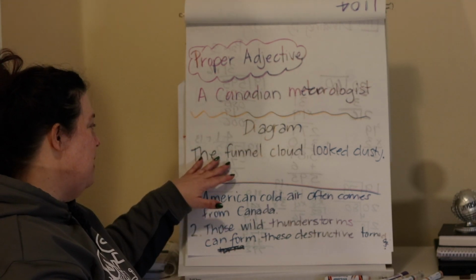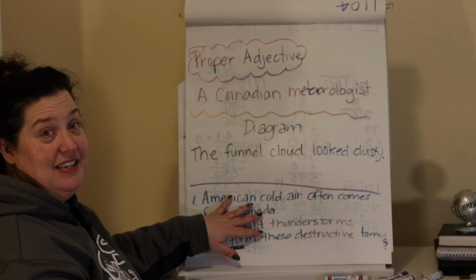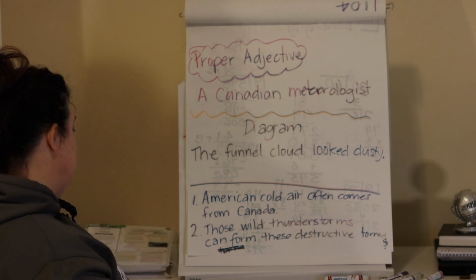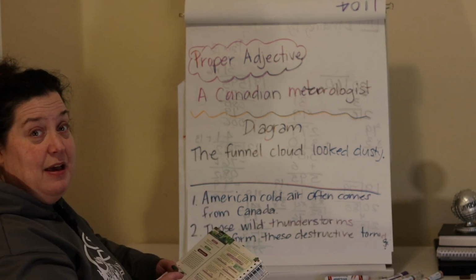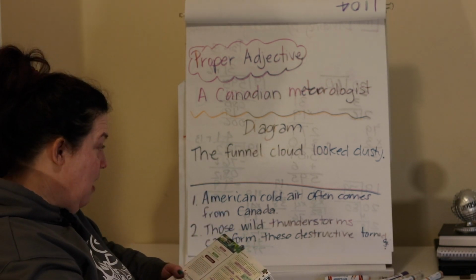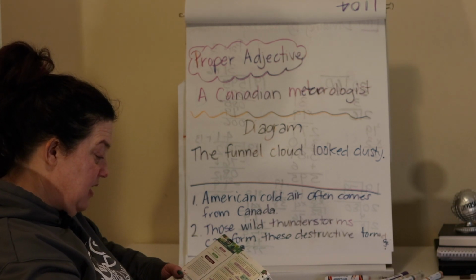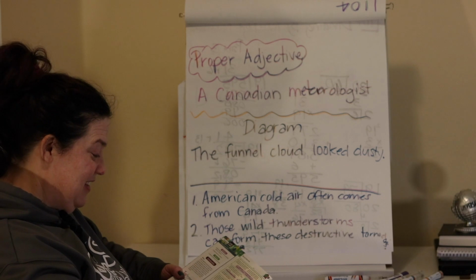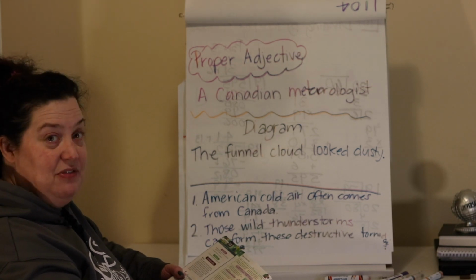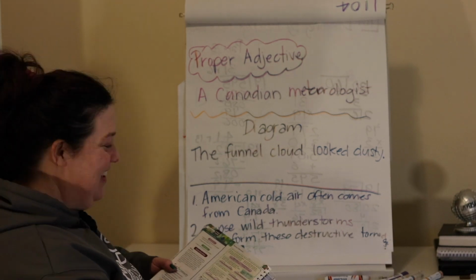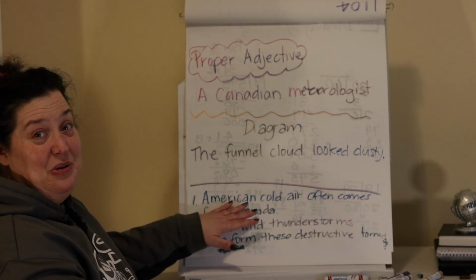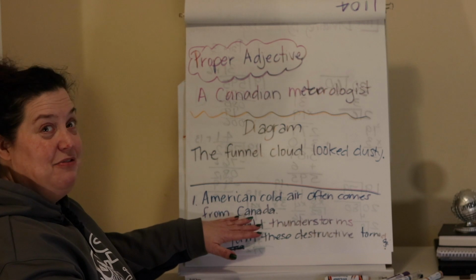We're going to diagram at the end, but here are our two sentences that are on page 233. What we're going to do, the directions, read them or follow along as I read them. Underline all the adjectives, including articles, demonstratives, and proper adjectives. Draw an arrow from the adjective to the noun it describes. So here's our sentence. American cold air often comes from Canada.